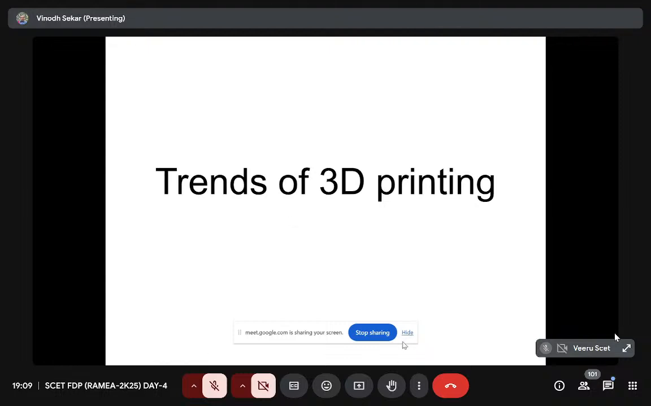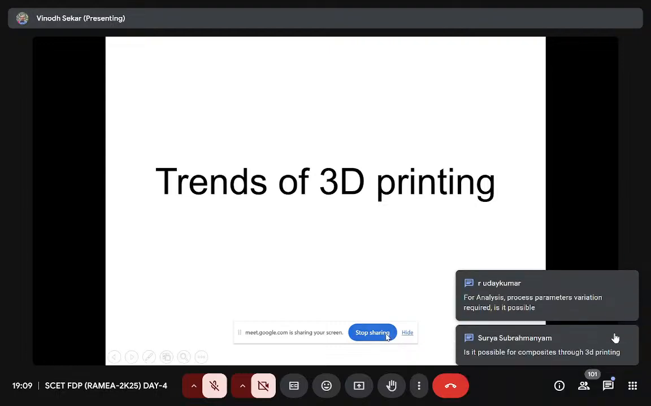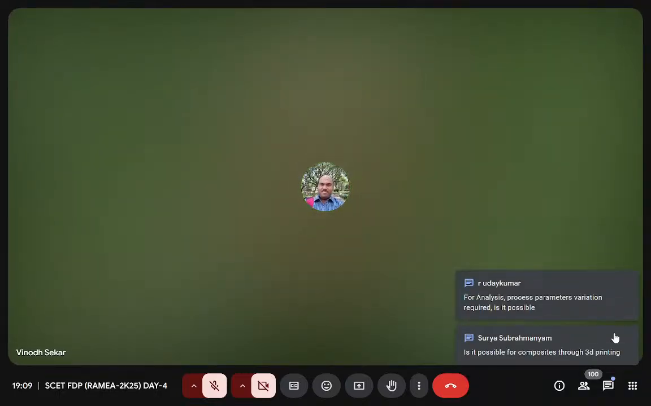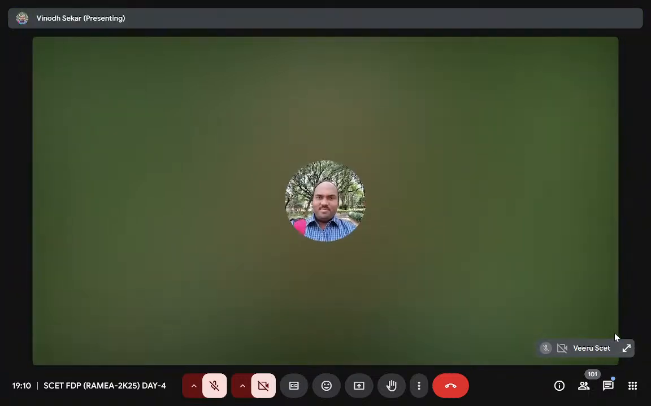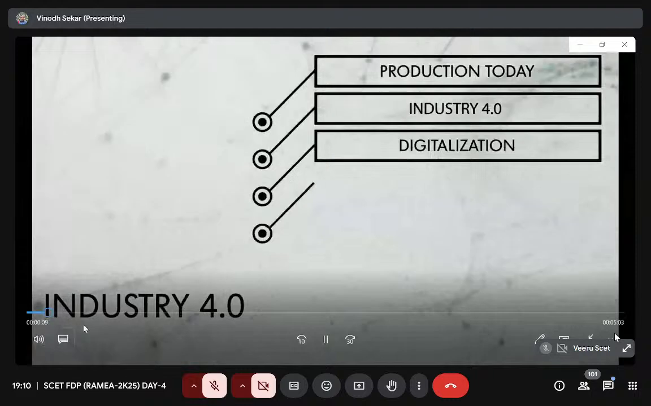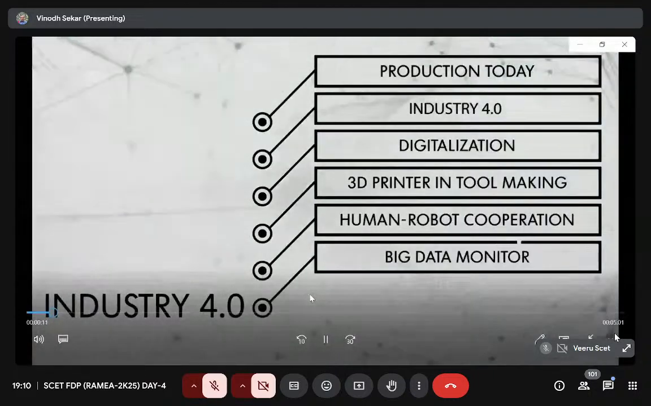So now let me just play a video file related to smart manufacturing, so that we can have the perspective of smart manufacturing. Just a moment. Let me just play the video file. I'm opening the file. I hope the video file is visible. Yes, sir, visible. Okay. Let the video get played.